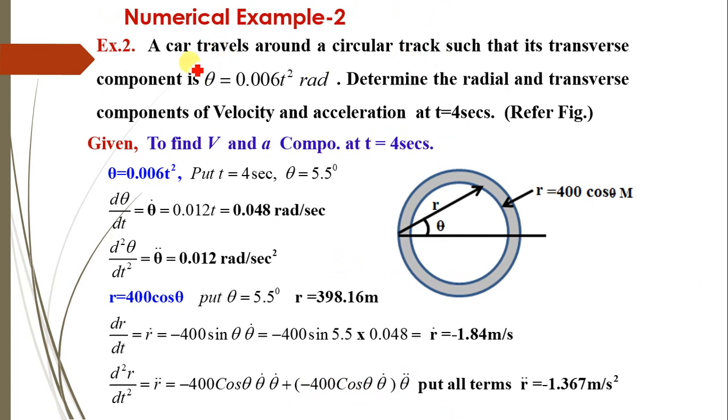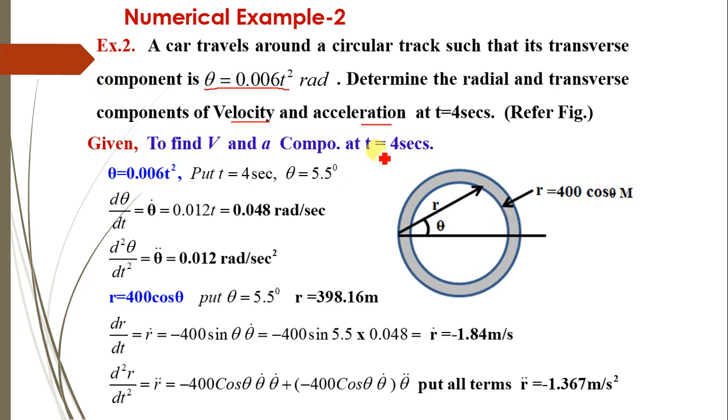Then the second example: a car travels around a circular track such that its transverse component is θ equals 0.006 t square radian. Determine the radial and transverse components of velocity and acceleration at t equals 4 seconds. So here a circular track is given along which a car is traveling, and θ, the transverse component, is expressed as 0.006 t square, and we have to find the radial and transverse components of velocity and acceleration, that is Vr, Vθ and Ar and Aθ at t equals 4 seconds.